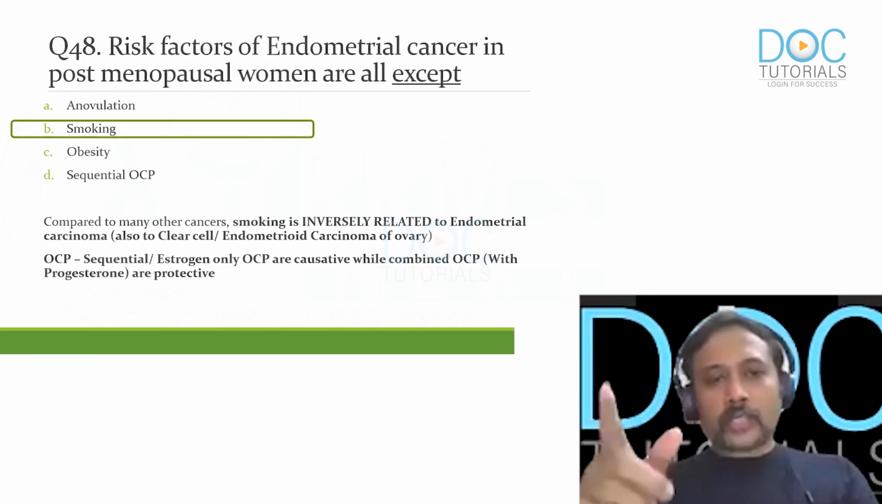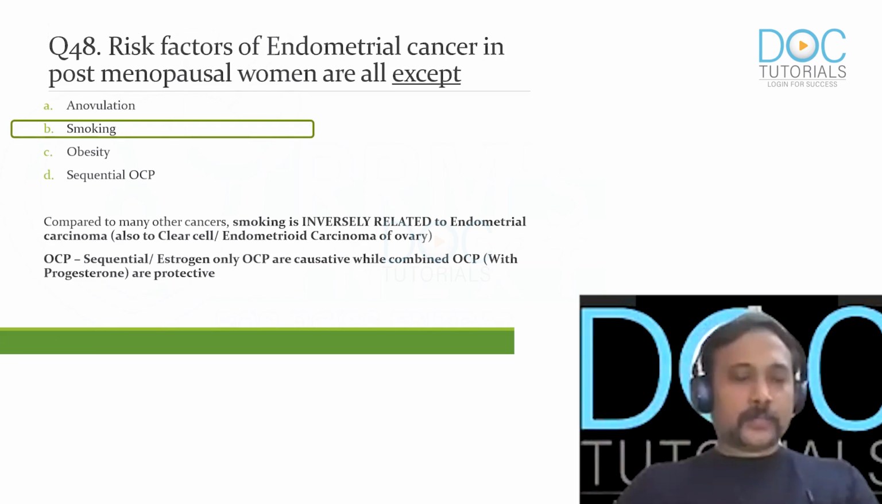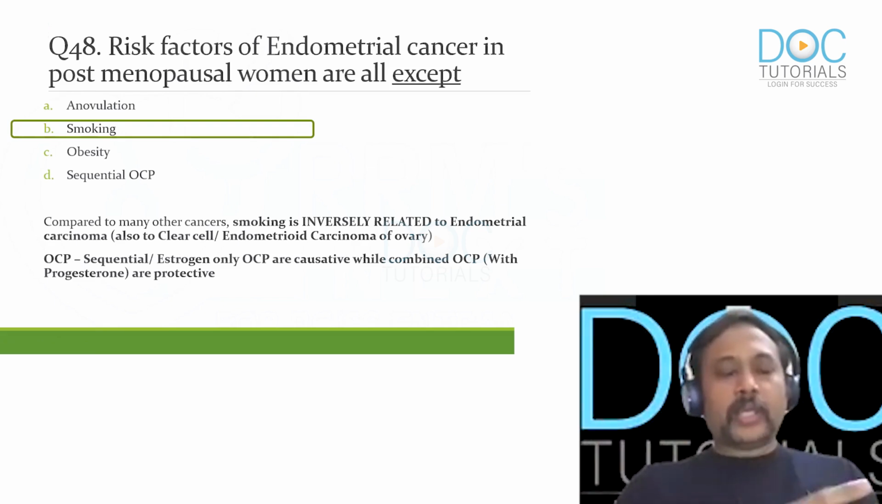Can you tell me one other risk factor which is something similar to this, where something in one area of life is going to be protective, in another area of life it is going to cause a cancer? Parity, tamoxifen. Yes, tamoxifen is a very good example, Yogesh. You are right. Tamoxifen can prevent a breast cancer, but it can induce a uterine cancer.